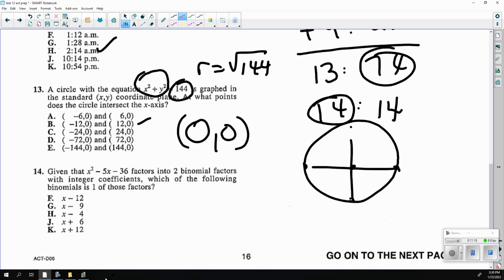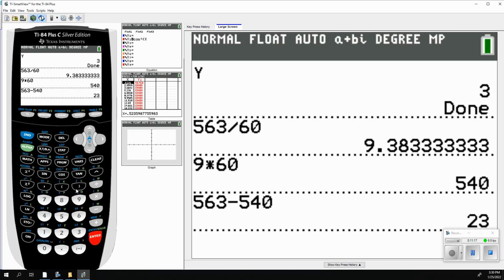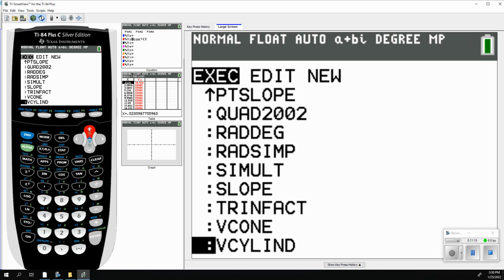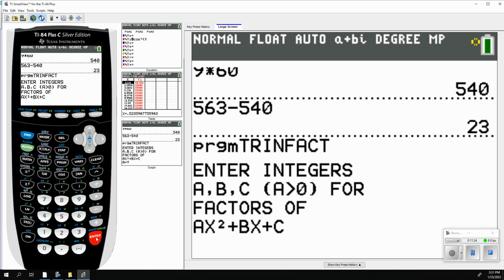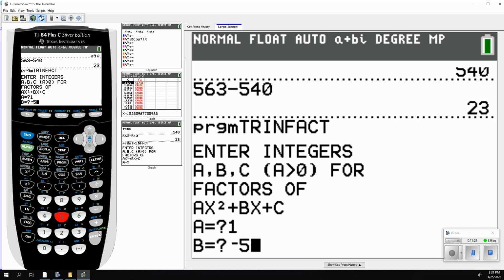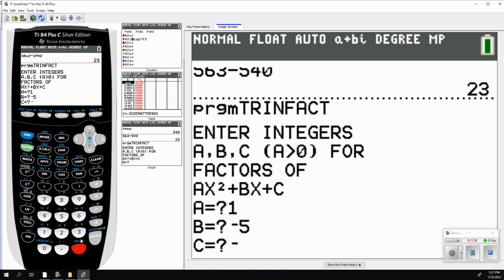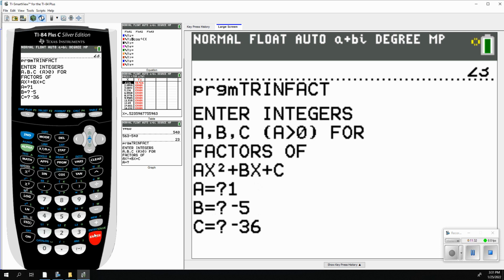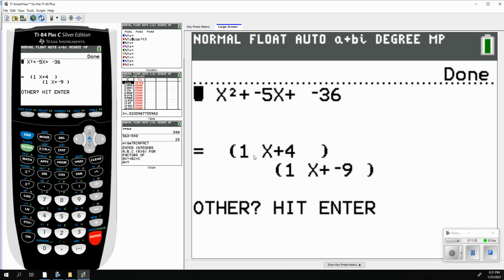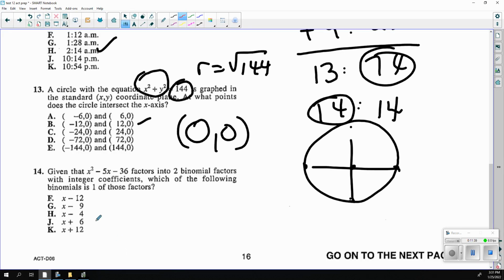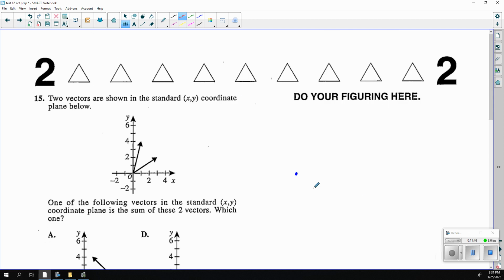Perfect use of trin-fac. You have a trinomial, which is x squared minus 5x minus 36. So you give it a 1, a minus 5, and a minus 36. Voila. The factor is x plus 4 times x minus 9. X minus 9 is the right factor and the right answer.